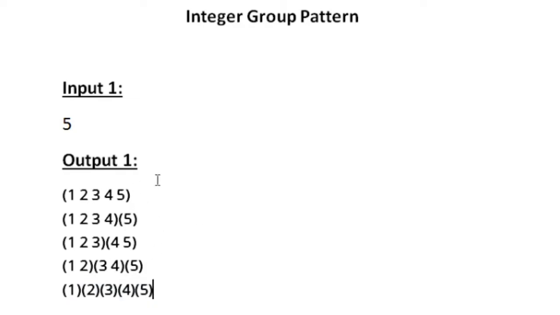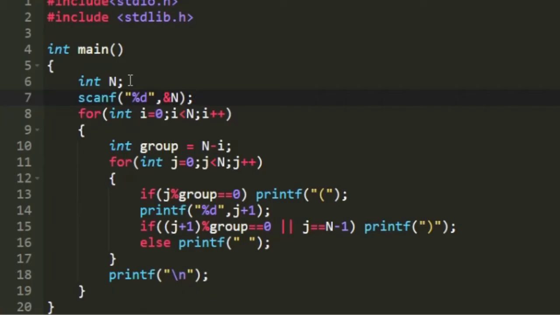Now let us see how to write a C program for this. So first I am creating the integer n, and in the next line I am accepting the integer n as input, and then I am creating a for loop that iterates from 0 to n, and in every iteration of this i loop I am creating a new integer named group, and I am assigning the value of n minus i to it. So in every line of our output we must group the integers.